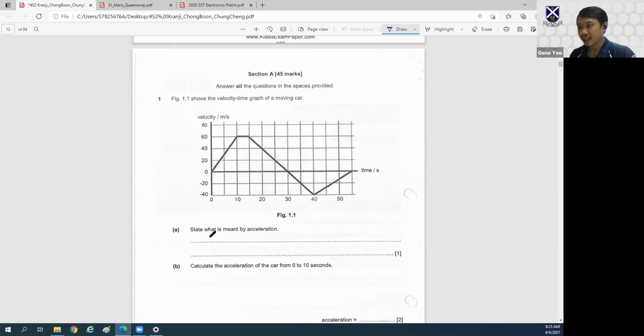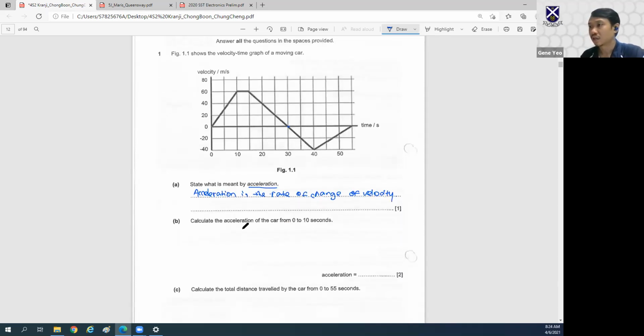So this is what this graph means, okay? Okay, so what is meant by acceleration? They are basically asking you for the definition of acceleration. Okay, so acceleration is the rate of change of velocity. So you just got to remember this. Okay, I'm going to write this down. Acceleration is the rate of change of velocity.